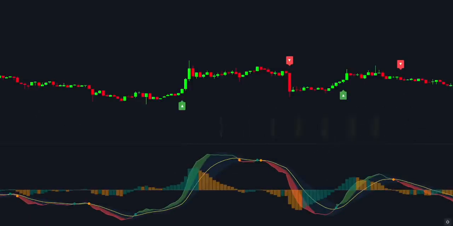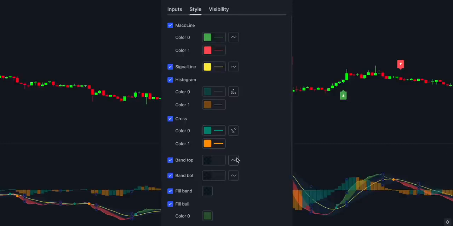MACD is a classic, trend-following indicator that uses moving averages to identify changes in momentum. It can be used to identify trend changes, overbought and oversold conditions, and potential reversals. Because this indicator is multi-time frame, it is way more effective than a regular MACD. Let me show you what the multi-time frame feature does.